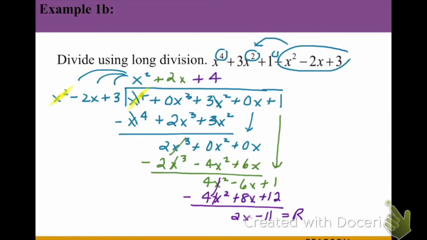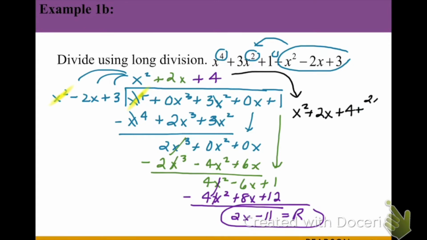And we're going to write this as such with our final answer of x squared plus 2x plus 4. But then since we have that remainder, we're going to write it as a fraction, a 2x minus 11 over what we divide by, the x squared minus 2x plus 3, since that is like our fraction of what's left over, the leftover divided by the total. This is the proper form to write your solutions to a polynomial division problem if there is a remainder.